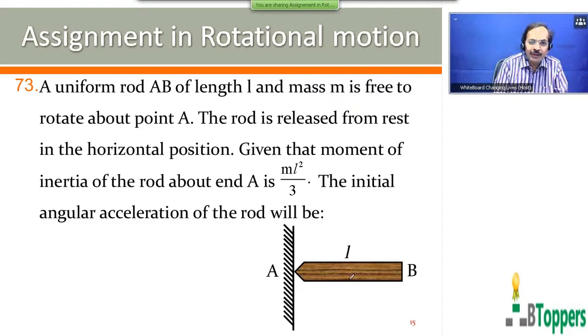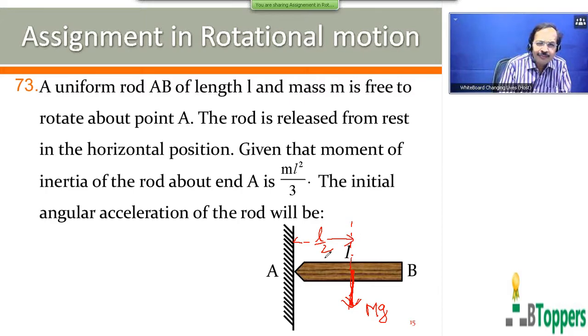So the weight mg of the rod acts from its center of gravity, from its center of mass. Because the rod is uniform, you can assume that the center of mass of the rod will coincide with the geometric center of the rod, which is at a distance L by 2 from each end.